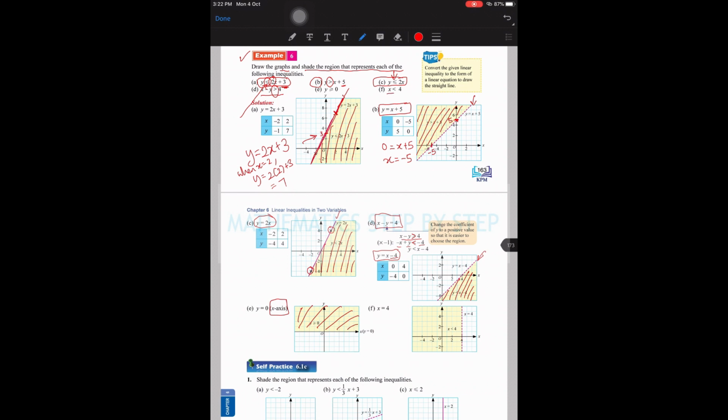Then F, x is less than 4. So first of all, we'll draw the straight line x equals to 4. Okay, and because it is less than, so we'll use a dotted line in this case. So everything towards the left-hand side of the straight line.